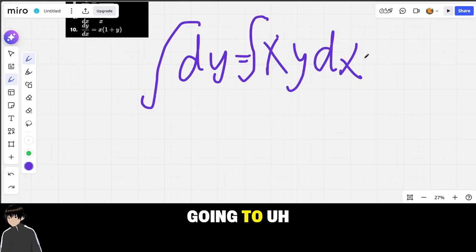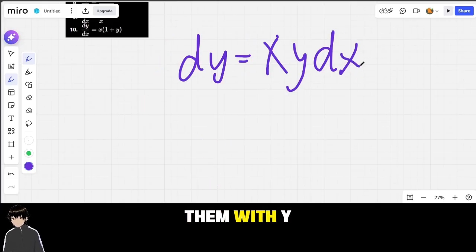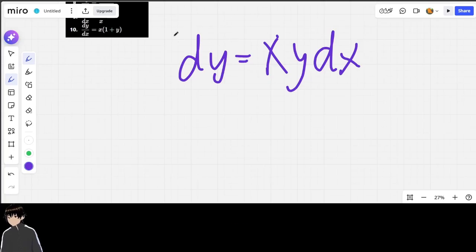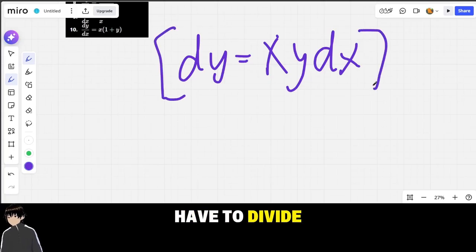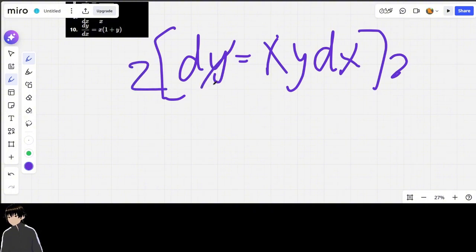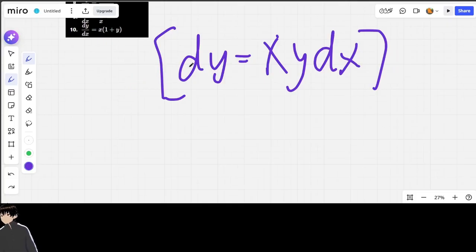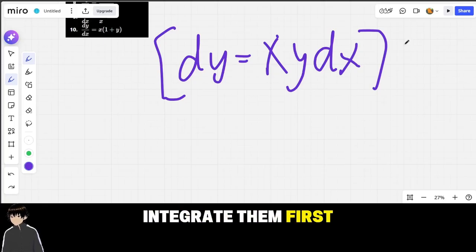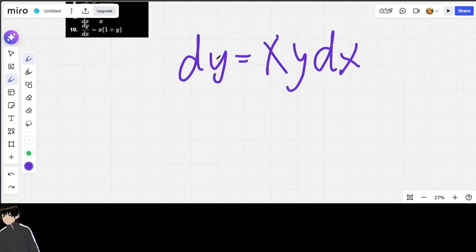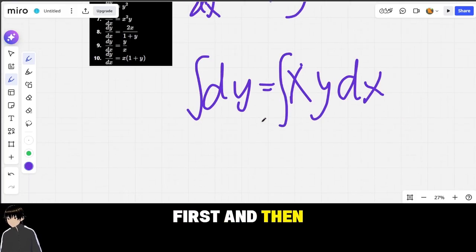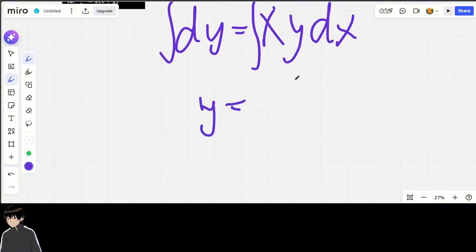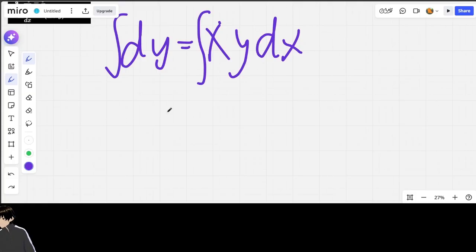now you're actually going to divide both of them by y. I believe that is, okay. So you have to divide both sides by y. Yeah. Then hold on. You have to integrate them first. Yeah, integrate them first. You get y equals x.